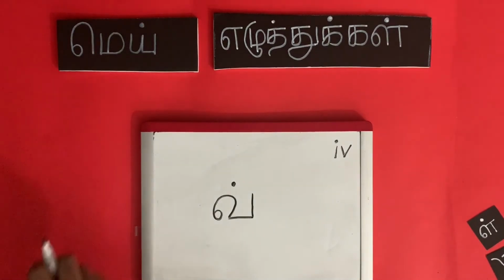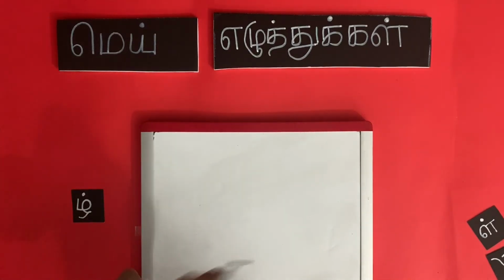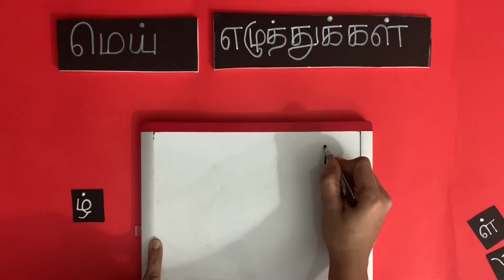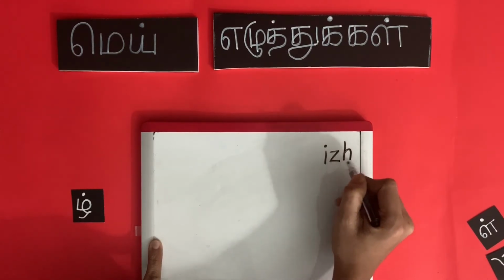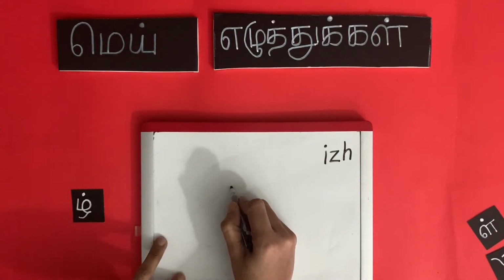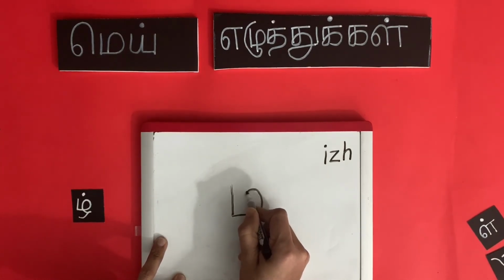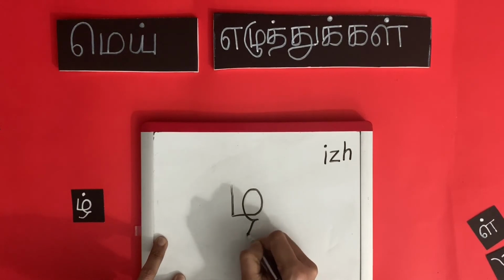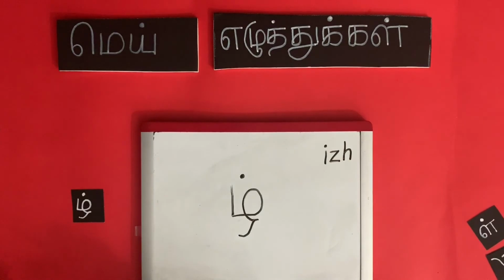The next letter is going to be ir. What is it? It's actually tricky to pronounce this letter. It is called yir. When you say the ZH sound, you have to pull your tongue back and say it. Yir. It's like a pulling your tongue letter. This is one of the unique features. It's a unique letter that's available in Tamil. Other languages don't have this letter. So this is called yir.